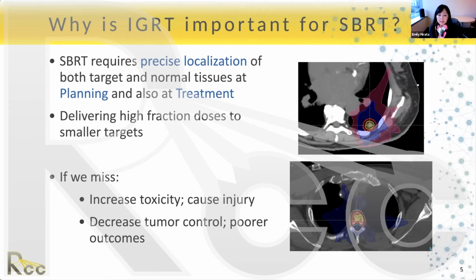So if we don't do IGRT appropriately, then there is a risk that we're going to miss. And that may lead to increased toxicity. It could lead to causing injury, decreased tumor control, and certainly poorer outcomes. So this is the context in which we're going to have a conversation about IGRT and the value it brings for an SBRT program and why this is so important.